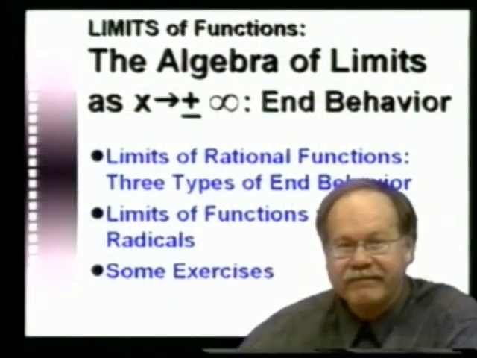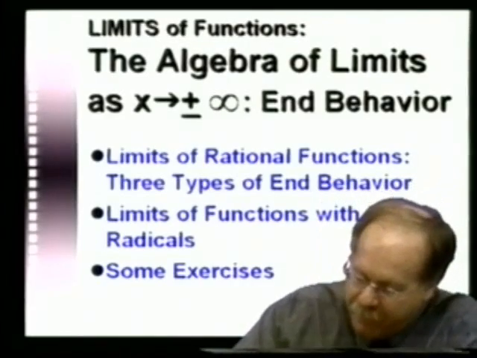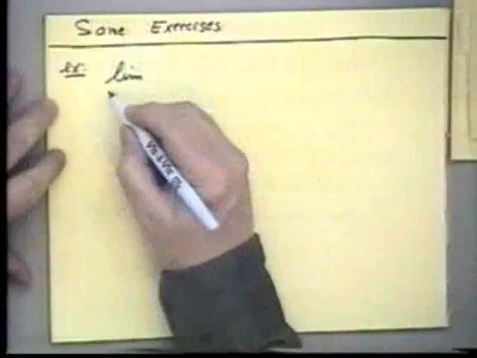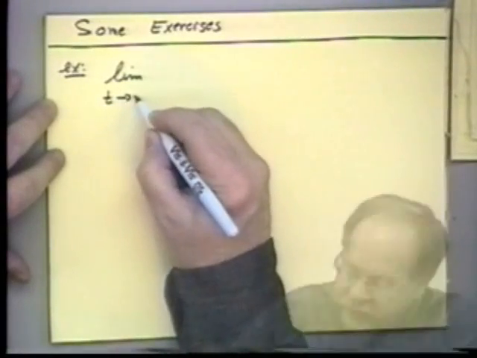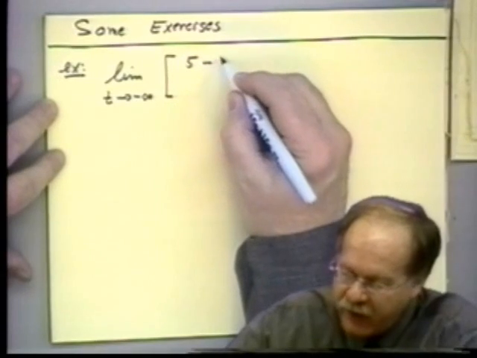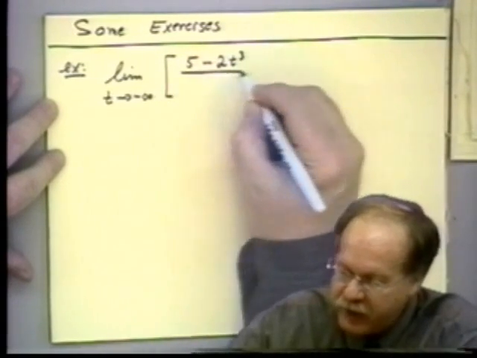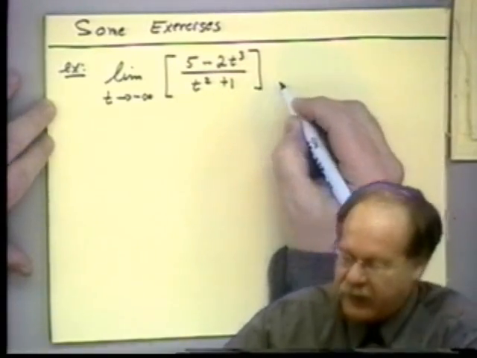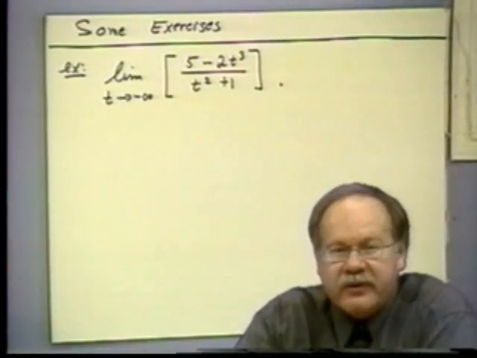Now we'll look at some exercises. The first one is this limit. Let's see what you can do with this. The limit as t goes to infinity of this rational function 5 minus 2t cubed over t squared plus 1. Give that a try. I'll come back and show you what I did.